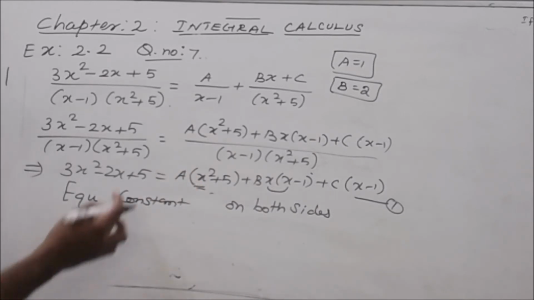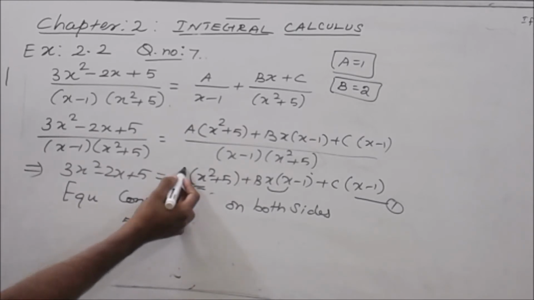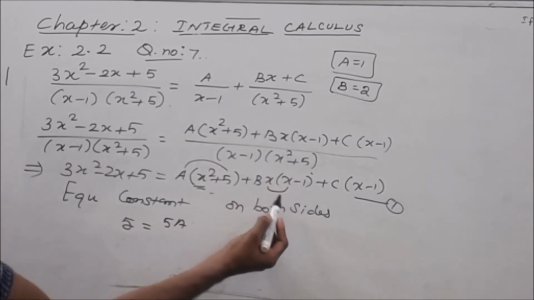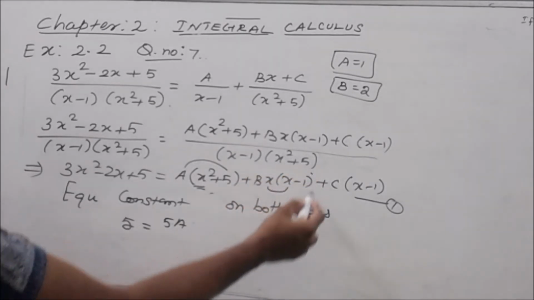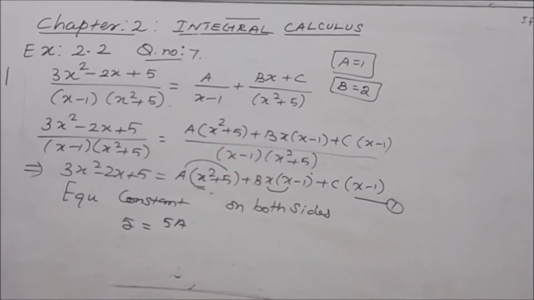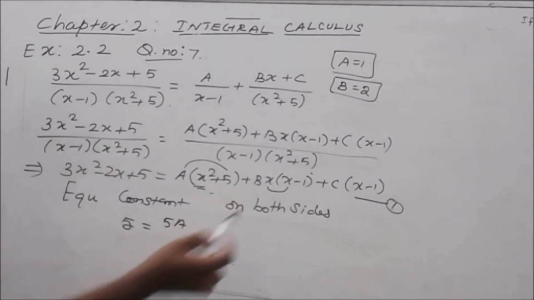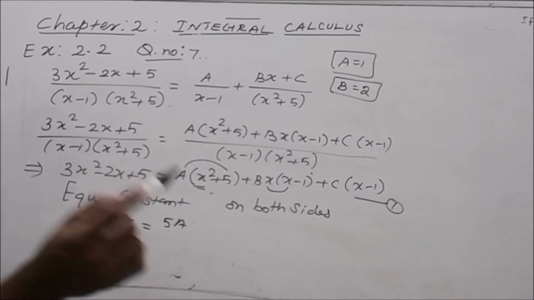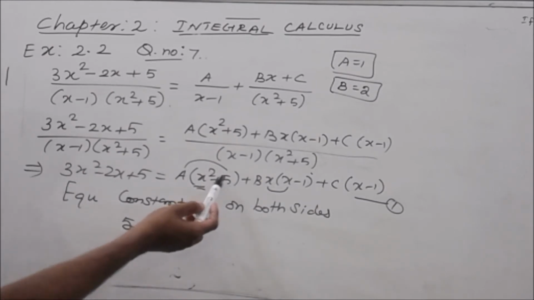Now the left side constant is 5. The right side constant: when we multiply a with 5 we get 5a. Here, when we multiply inside, the bx² minus bx term will exist, and there is no constant term here. Only the x² term and x term will appear. But here, when we multiply a, we get ax², that is the x² term, and 5 into a, that is a constant term. So the constant term is taken here.